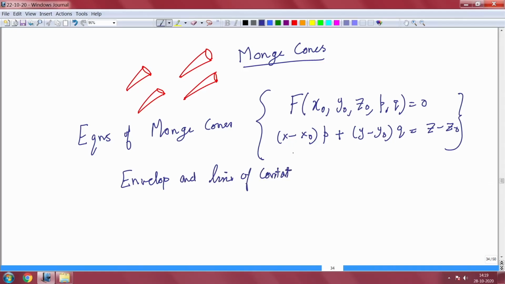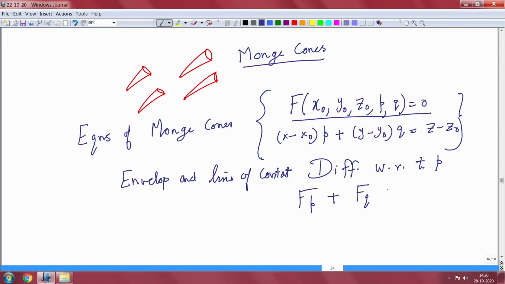How do you do this one? To do that one, you view these as all functions of p and q. So, differentiate with respect to p. The first equation, f(x naught, y naught, z naught), if you differentiate with respect to p, you will get f_p plus f_q into dq by dp. You are viewing it as a function of p, that is equal to 0.